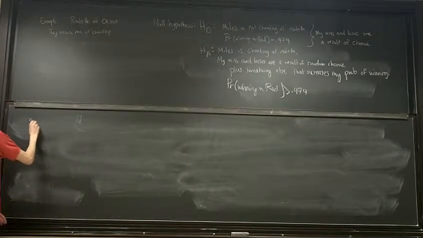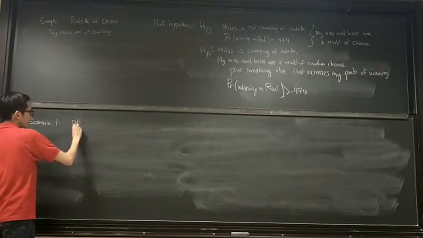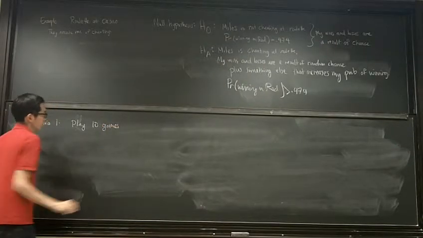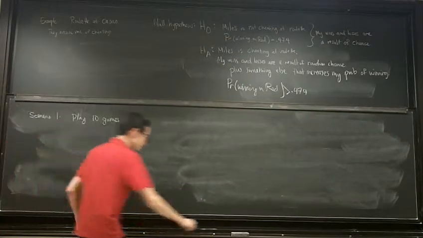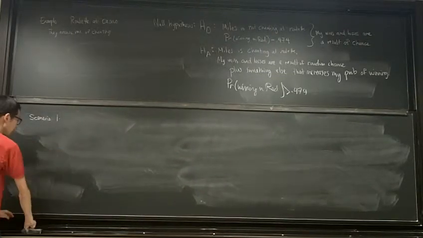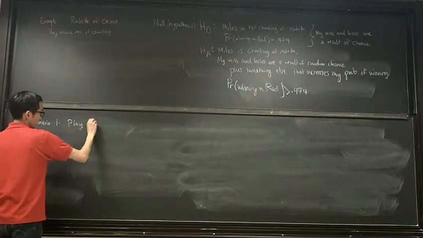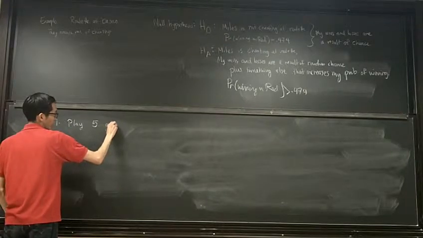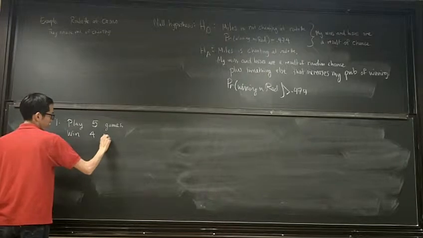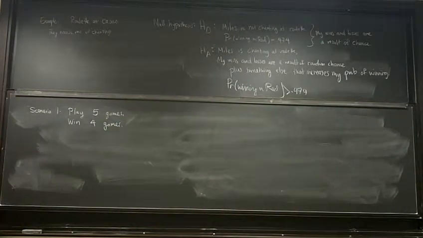So scenario 1, okay, play 10 games. Here, well let's just start off with the simplest of scenarios. Okay, so if I play 5 games and I win 4 of them, we would say that's pretty lucky, right? That's pretty lucky.